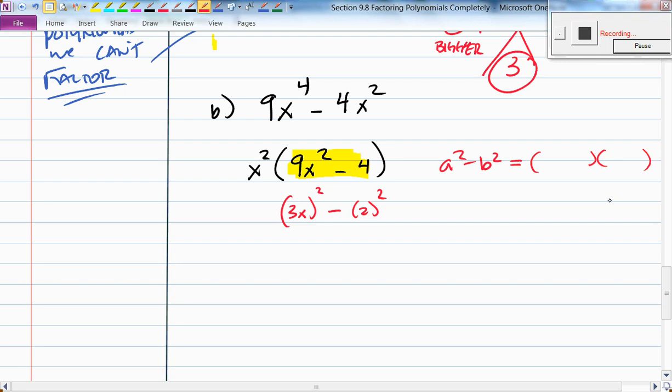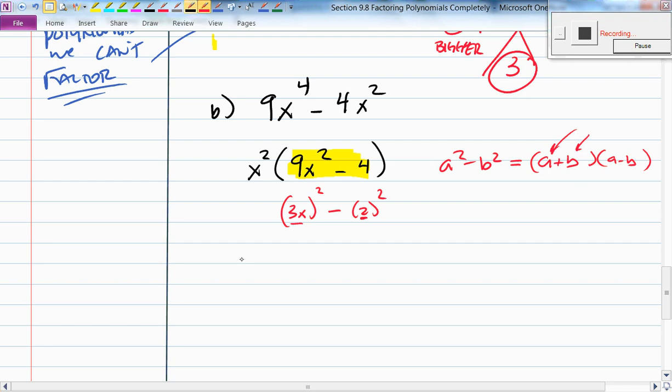Look on that flowchart. Who can find it? A squared minus b squared factors to... There it is. A plus b times a minus b. So what's the value of a in my particular problem? What is the value of a? 3x. Very good. What's the value of b? 2, just the 2, not the square part. Notice how none of these are squared right here. None of them are squared.